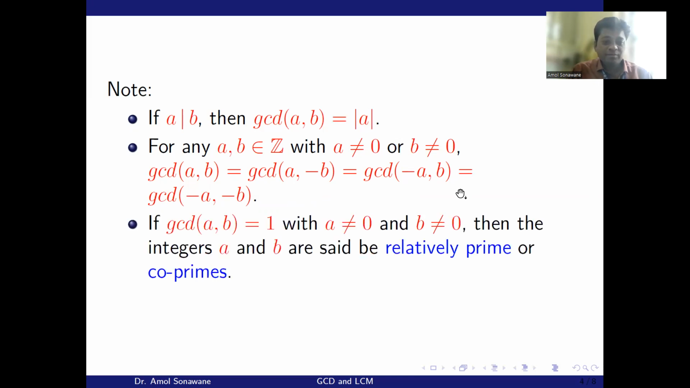And if GCD of a and b is 1 with a non-zero and b non-zero, then the integers a and b are said to be relatively prime or co-primes. For example, GCD of 4 and 9 is 1. So 4 and 9 are relatively prime or co-primes.